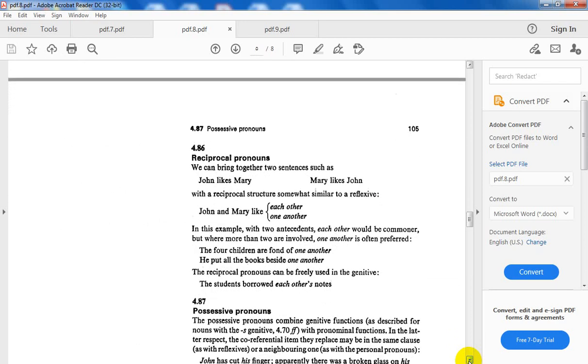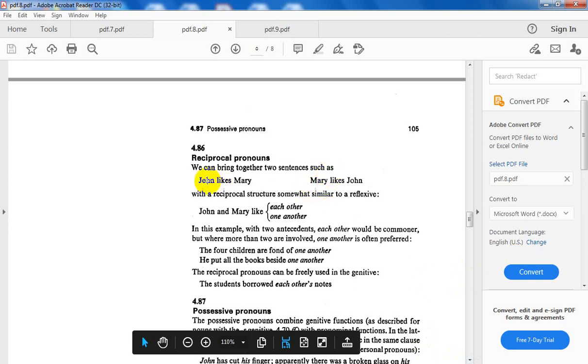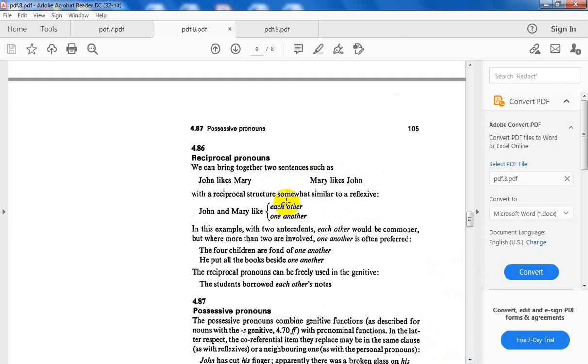Again, so far we have finished the personal and the reflexive, within the central specific pronoun. Move to the third subclass of the central specific, which is the reciprocal pronouns. We can bring together two sentences such as John likes Mary, Mary likes John. I can combine these two sentences together by using each other or one another.